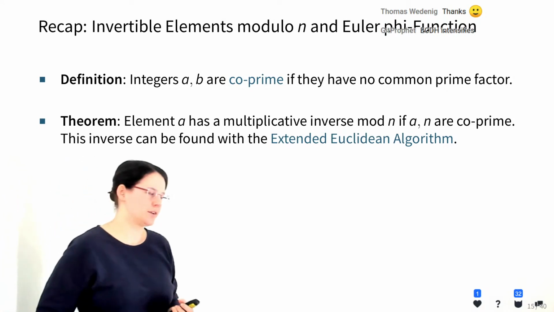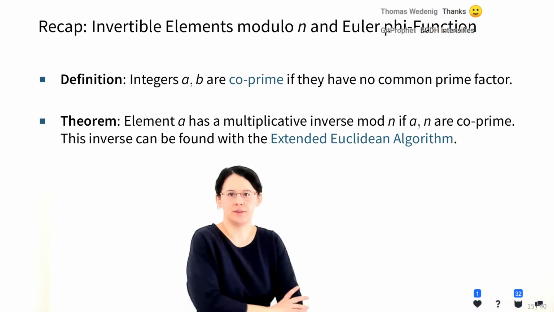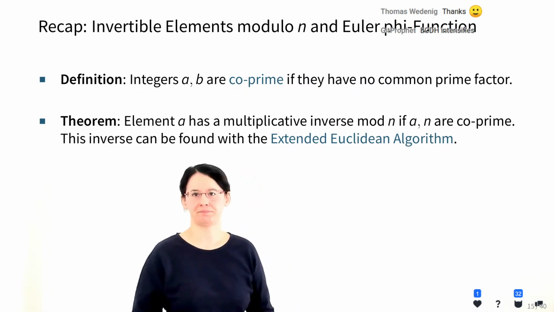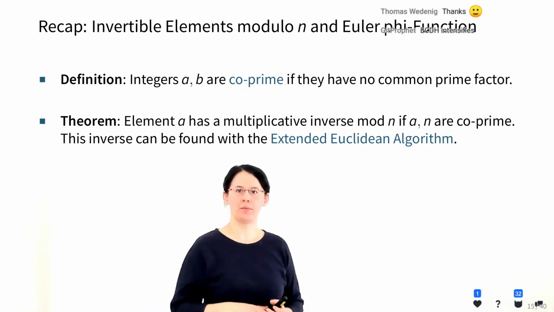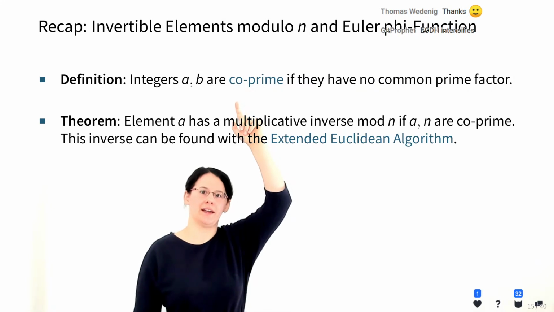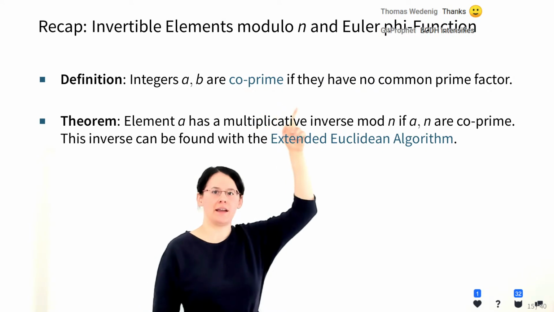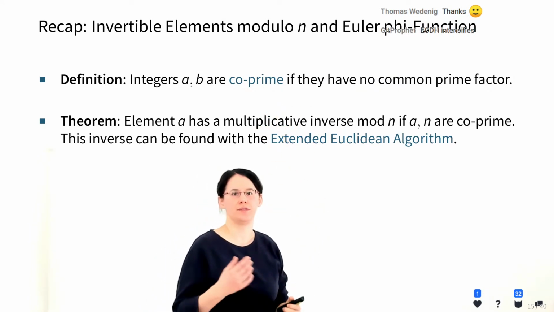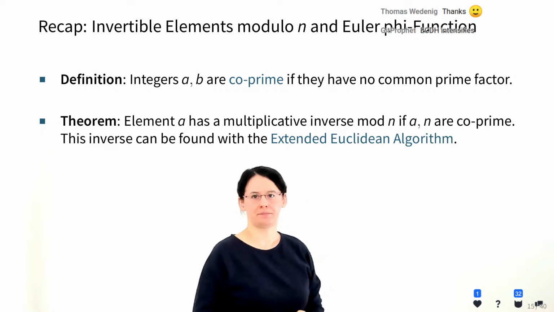There are a few important concepts and names that we need related to inverses. Some of these include the concept of coprimality. In German, this is usually called Relativprim. Two numbers are coprime if they have no common prime factor, so if there is no prime number that divides both a and b.